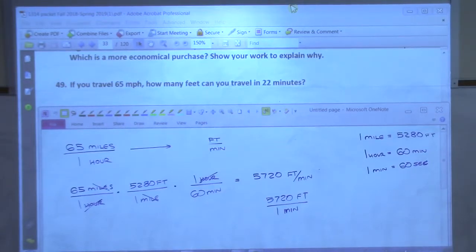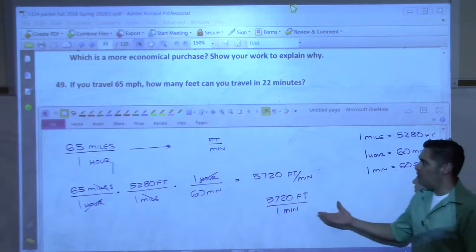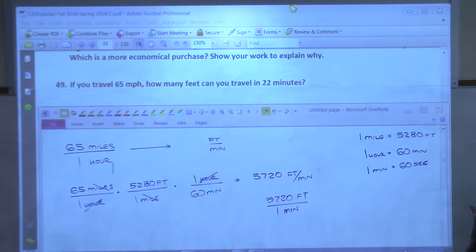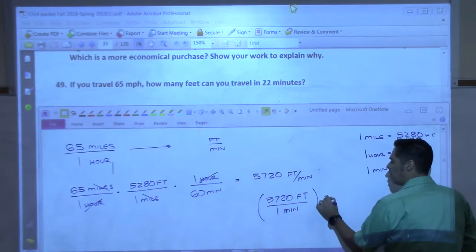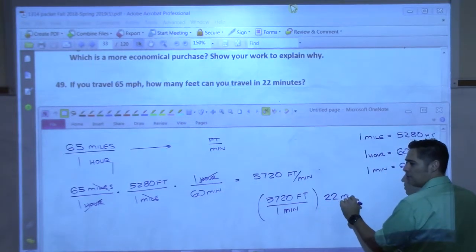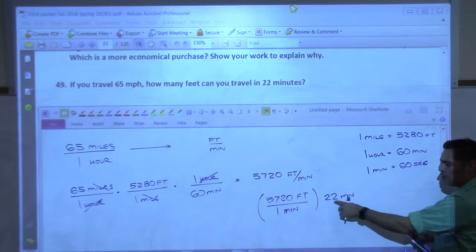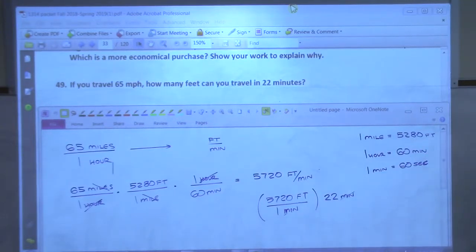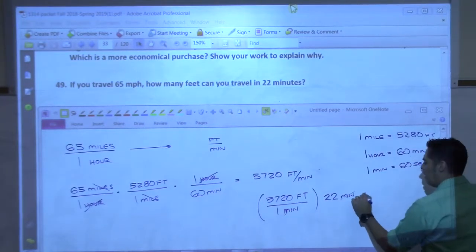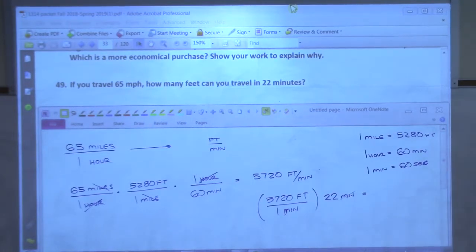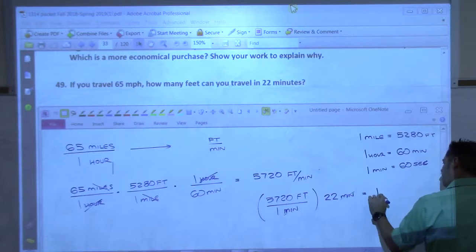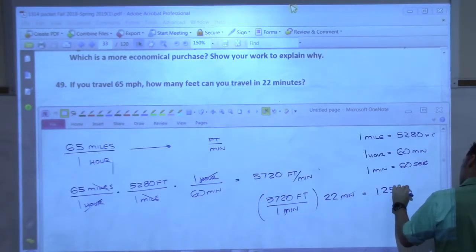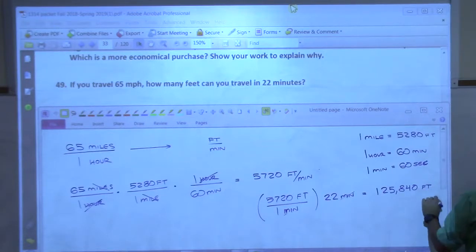Now, I think most people would realize at this point, if you want to know how far you went in 22 minutes, you just multiply by 22, right? So take this number, and you're actually multiplying it by 22 minutes. This is something subtle that you don't really pay attention to, but you're multiplying by 22 minutes. So that's why your minutes cancel, and your answer is in feet, which is the distance you went. So times 22, and you will have gone 125,840 feet, and that is it.